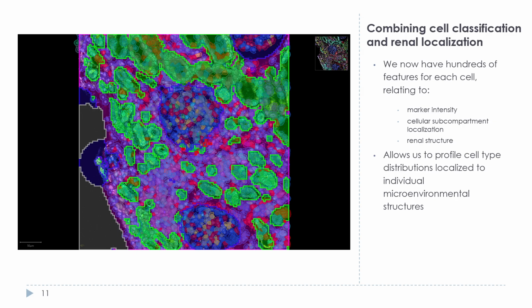We then combine our cell classifications and renal localizations such that we now have hundreds of features for each cell relating to marker intensities, cellular subcompartment expression, and renal structure localization. This allows us to profile cell type distributions localized to individual microenvironmental structures.